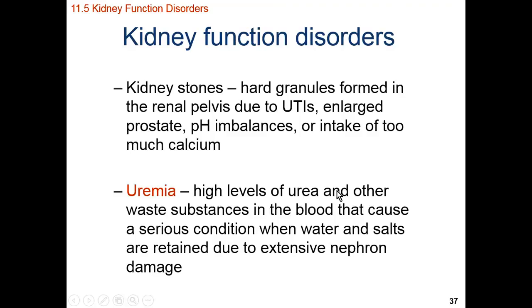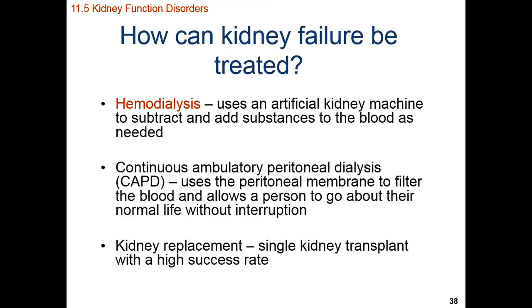If somebody has extremely high levels of urea and other waste compounds or waste metabolites in their urine, that can be a condition known as uremia. And this is a condition that is going to be associated with extensive nephron damage. In these situations, when the nephrons are not functioning appropriately, this is going to mean that the kidneys can no longer function appropriately, and it will lead to systemic or body-wide homeostatic imbalances.